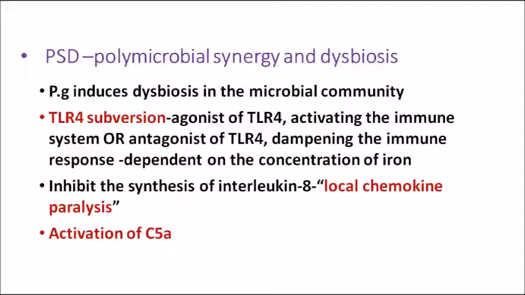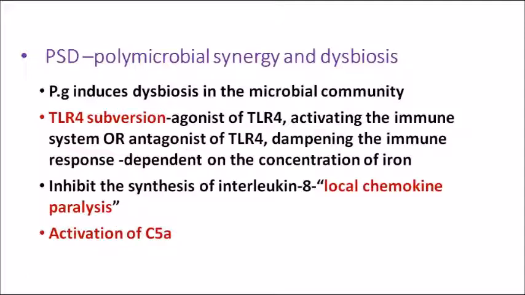And sometimes PG acts as the antagonist of TLR4. This will dampen the immune system. This depends upon the concentration of iron. So it is antagonizing TLR4 and it is decreasing our immune response. We can understand it, right? Then why is it acting as an agonist and activating the immune system? If it is doing so, will not the immune system kill the PG?